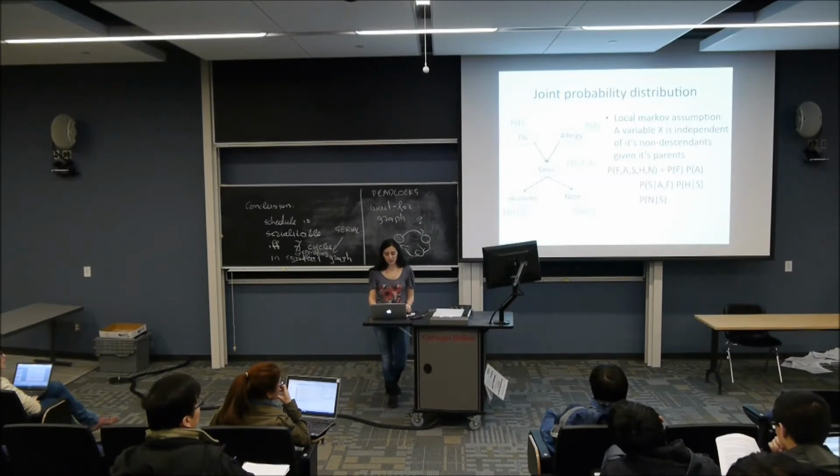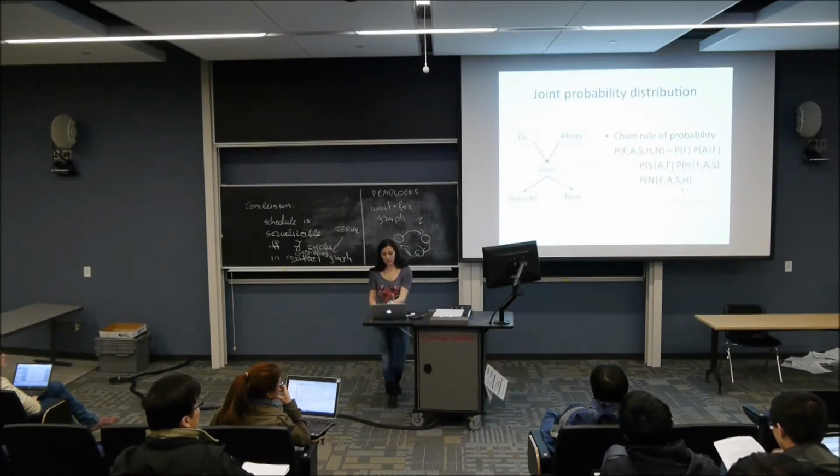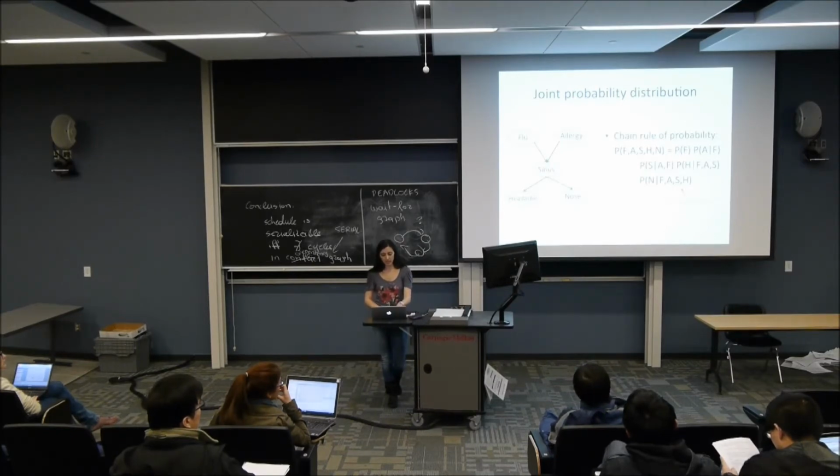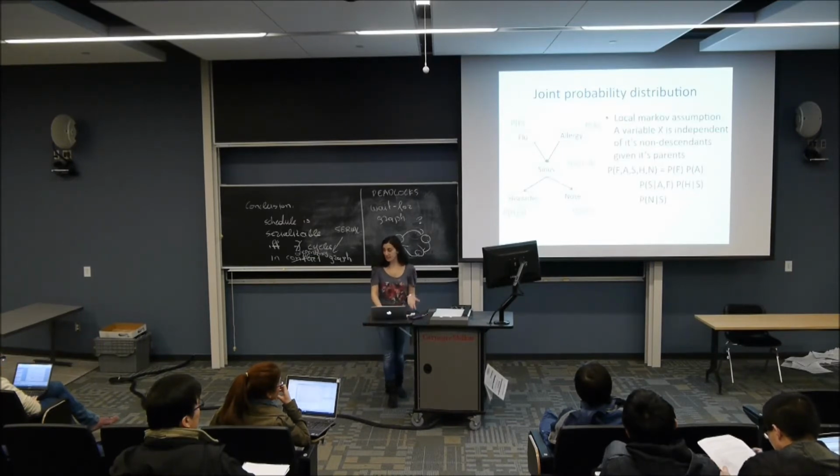So if we go back to this way how we wrote the variables, now we can simplify. So for example, we said that n is independent of all of these variables given s, and we do the same for h. H is independent of all the other variables given s, and so we can write now our probability distribution in this way.